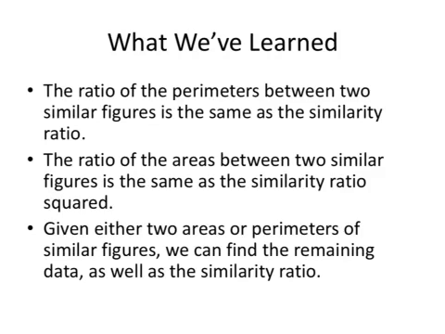And given either two areas or perimeters of similar figures, we can find the remaining data usually, as well as the similarity ratio. Now it all depends, we may not be able to find area or perimeter just given one or the other, but we can always find the similarity ratios between the two.